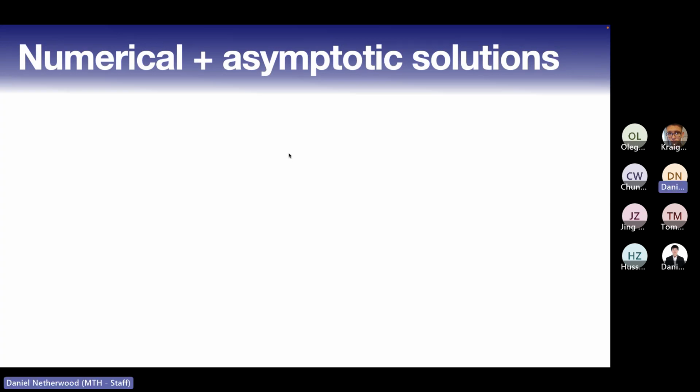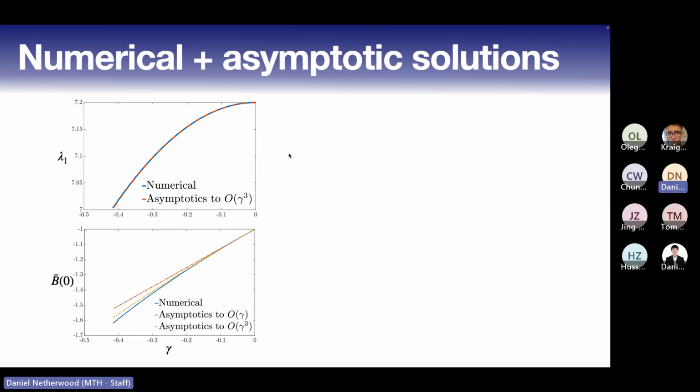So if you then do this, you can compare your asymptotic results with the full numerical solutions of the problem. And we're really happy with the results. So here, the blue solid curve is the numerical solution of the problem. And the asymptotics has been plotted here up to order gamma cubed. So this is the eigenvalue lambda 1 plotted against the non-circularity parameter gamma. You can see the results are almost indistinguishable from one another, so we're really happy with our asymptotics here.